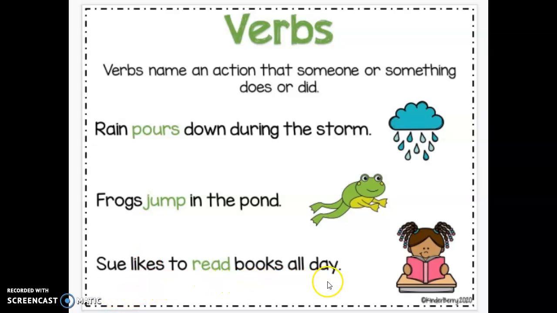Sue likes to read books all day. Someone or something did something. Oh, Sue, what did she do? What action? Oh, I see. She likes to read. So read would be the verb.